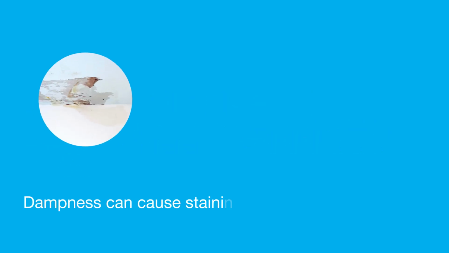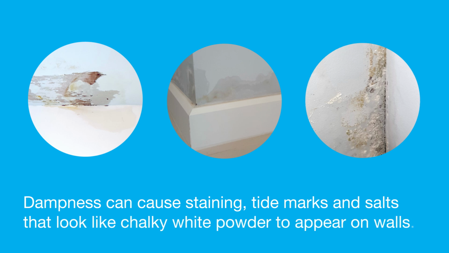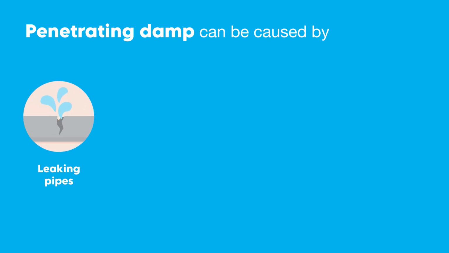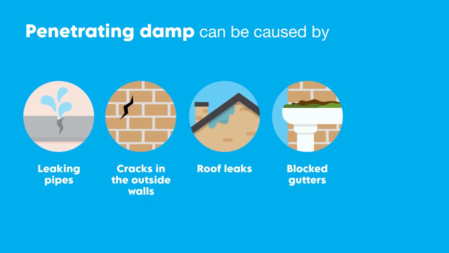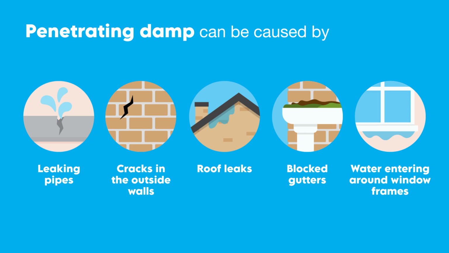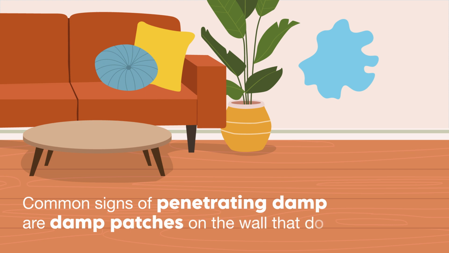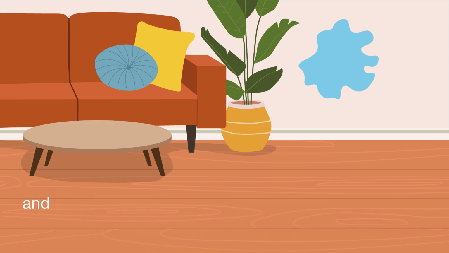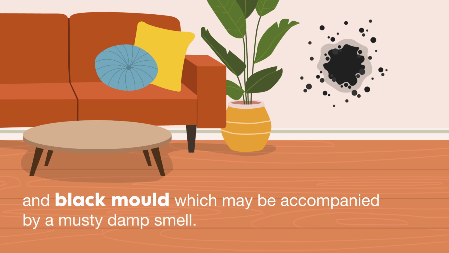What does damp look like? Dampness can cause staining, tide marks, and salts that look like chalky white powder to appear on walls. Penetrating damp can be caused by leaking pipes, cracks in the outside walls, roof leaks, blocked gutters, and water entering around window frames. Common signs of penetrating damp are damp patches on the wall that do not go away, and black mold, which may be accompanied by a musty, damp smell.